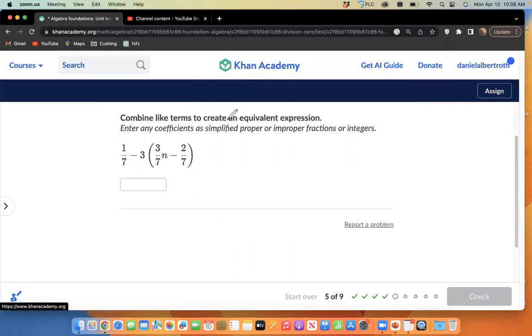All right. Oh, this one looks fun. Combine like terms to create an equivalent expression. So this one has a lot of fun fractions. So it looks like we're going to distribute the -3. So it starts off with a 1/7. The fraction is 1/7. And then it's -3 times these fractions. So if I do -3 times 3/7, it's going to be -9/7 because I multiply the top there. 3 times 3 is 9. And then the negative times a negative will come out positive.